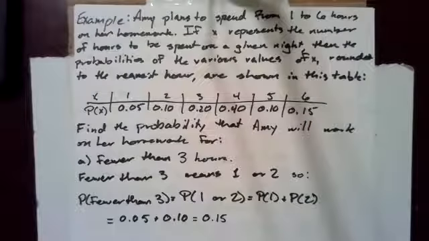Find the probability that Amy will work on her homework for A, fewer than 3 hours. So if we're looking at fewer than 3 hours, that's 1 or 2 hours. So the probability of fewer than 3 is the probability of 1 or 2, which is the probability of 1 plus the probability of 2. So that's 0.05 plus 0.10, which is 0.15. These are all mutually exclusive events that we're dealing with in this problem.